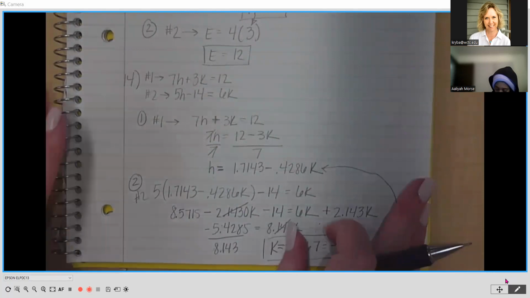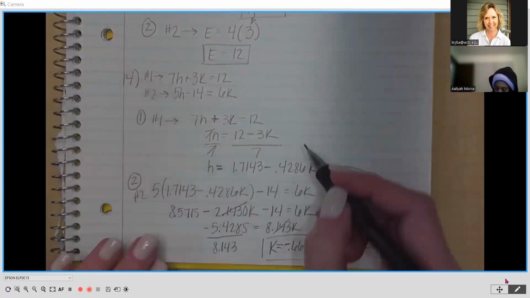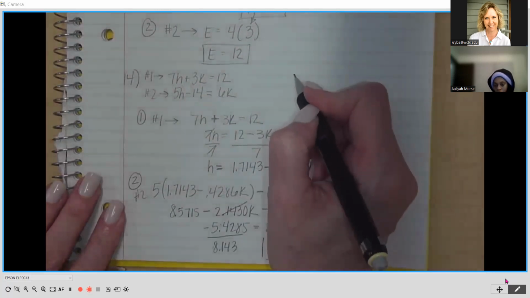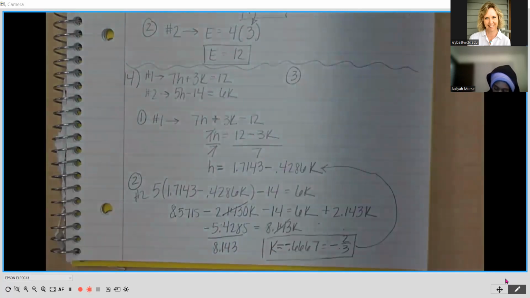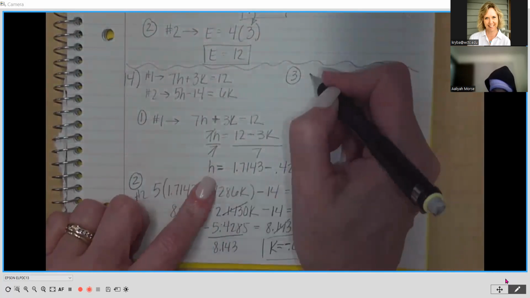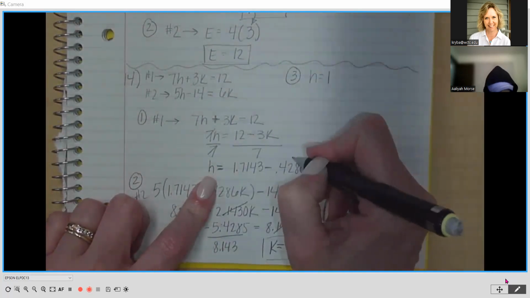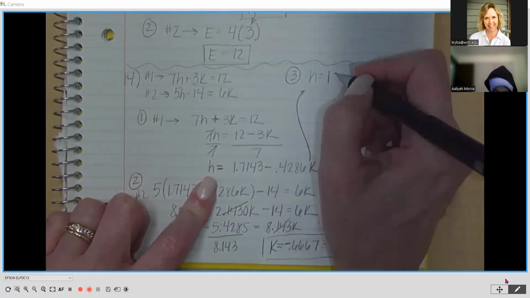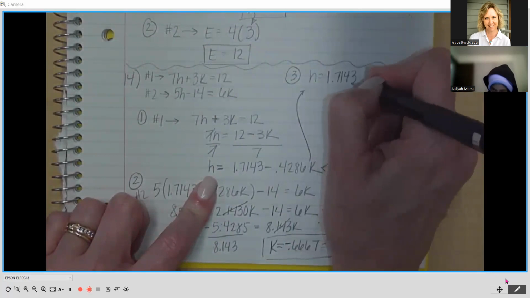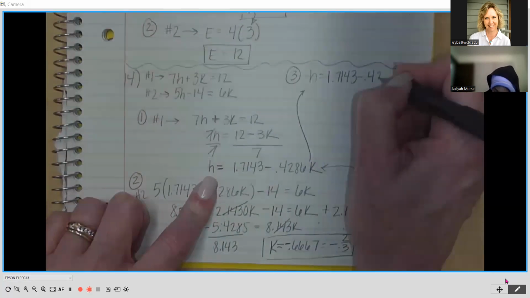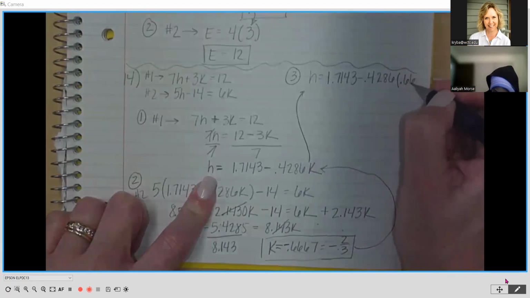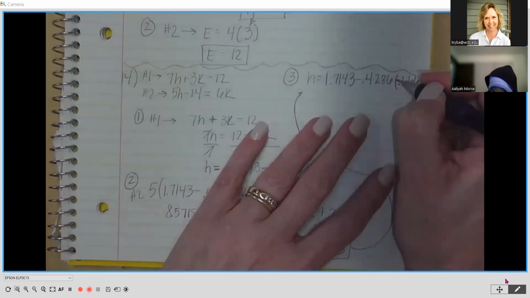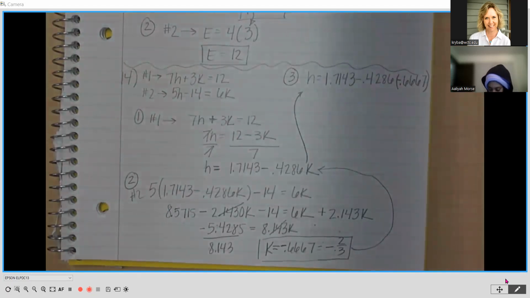Okay, so my third step then, so I can get this on the same page, I'm going to go up here. This is going to be step number 3 for this problem. If you number your steps, that's okay. If you don't go successively down, just make sure you number for me. And we're going to take this H is equal to, and we're going to substitute it back up here, 1.7143 minus 0.4286 times 0.6667. Oh, negative 0.6667. Don't forget the negative out front there.